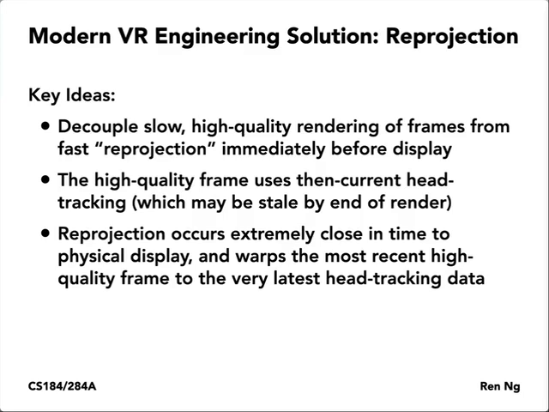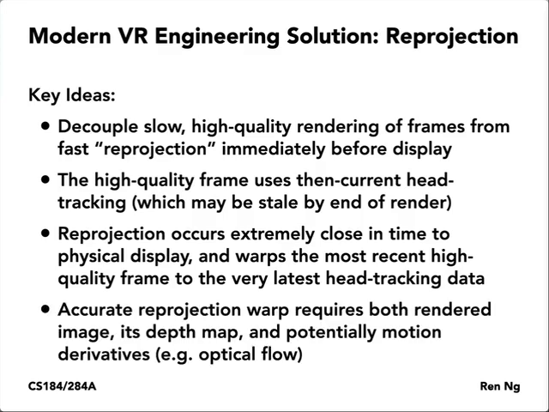This warping algorithm can be very lightweight and extremely fast, so therefore very low latency. And then you use this at a very fast refresh rate. The accurate reprojection warp here requires the rendered image. You need at least the depth map associated with that image. And you could potentially also use motion derivatives like optical flow.